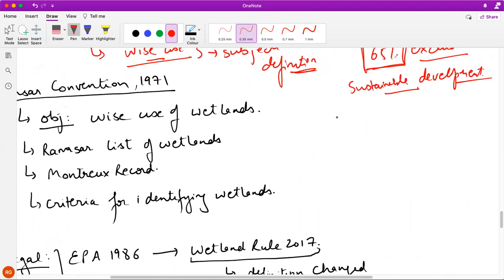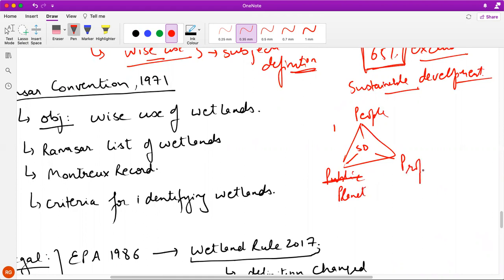It simply says maintain the ecological character. So basically it talks about sustainable development. There should be balance between people, planet, and profit. I call it the 3 P's to recall.